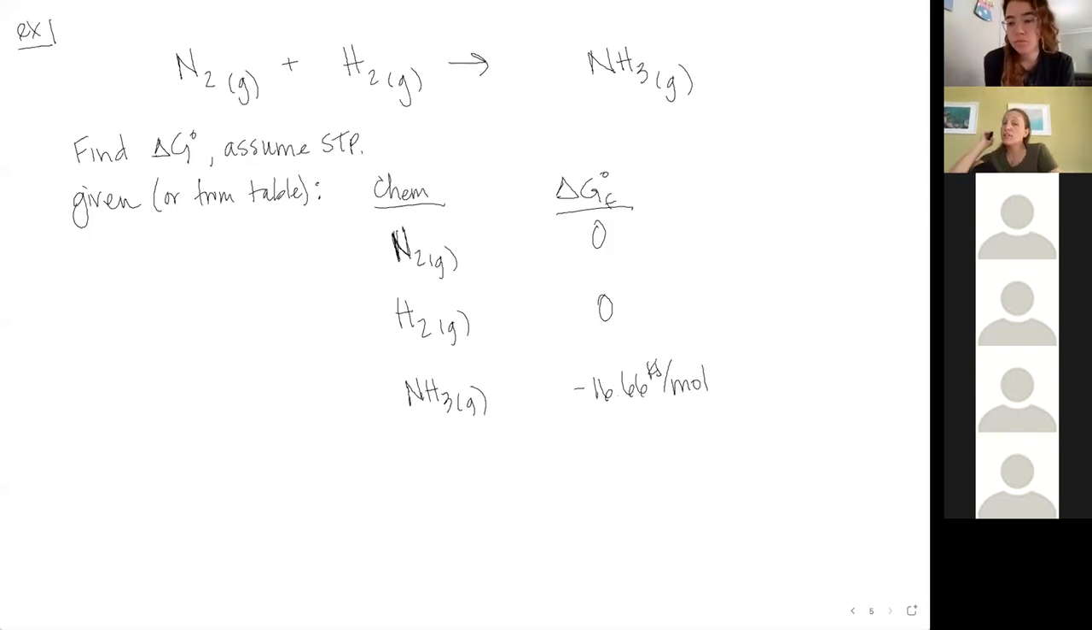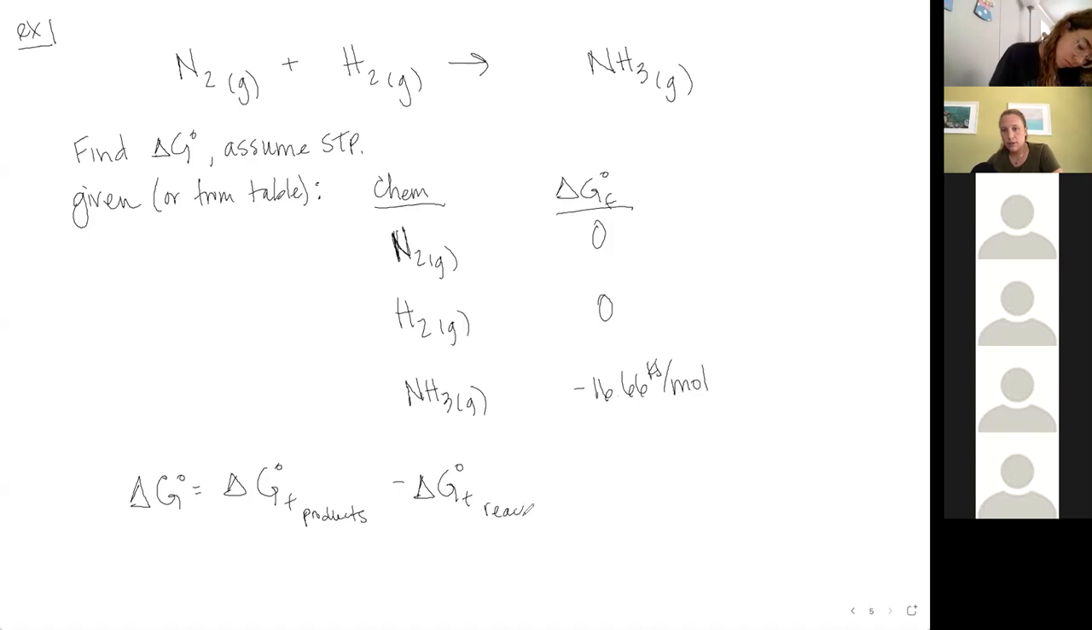So make sure to always include units, but yeah, you're right. This is an easy problem. So we just have our delta G standard is equal to the delta G of formation standard of our products minus the delta G of formation standard of our reactants. For our products, we have our ammonia and hydrogen and nitrogen. But the first thing that we need to do is make sure that this is balanced. So we have 1 mole of nitrogen gas to 3 moles of hydrogen gas to produce 2 moles of ammonia.